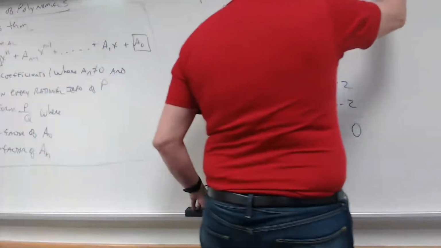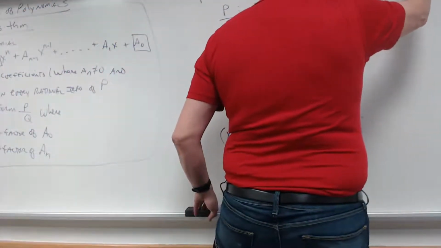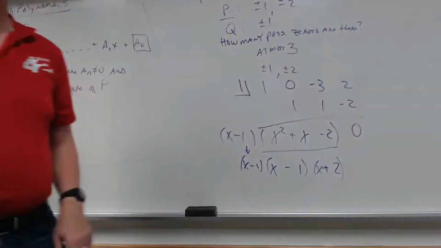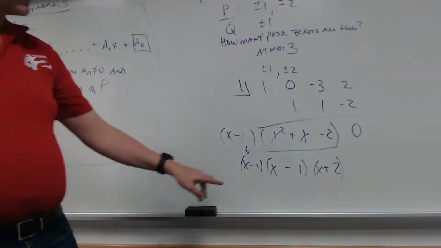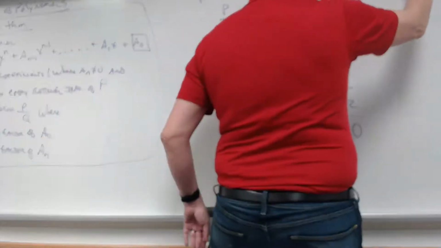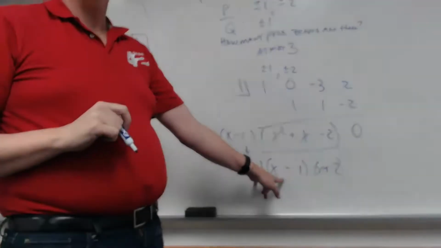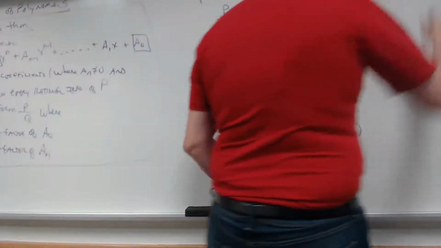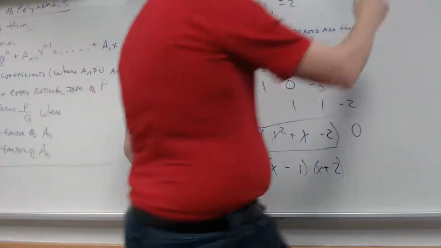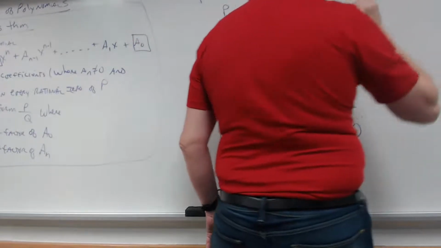So I have zeros at where? 1, with a multiplicity of, nope, 2, because that's the same thing twice, right? And I've got -2 with a multiplicity of 1.